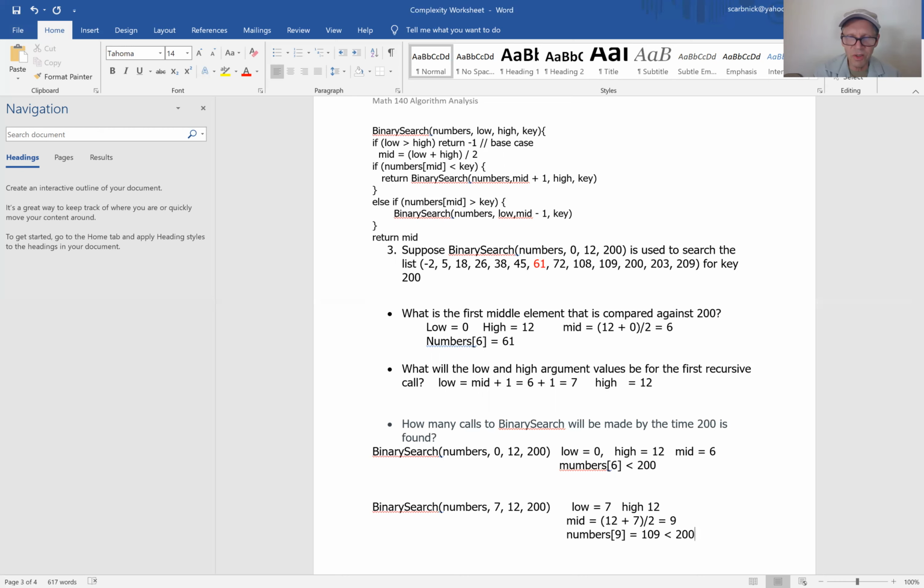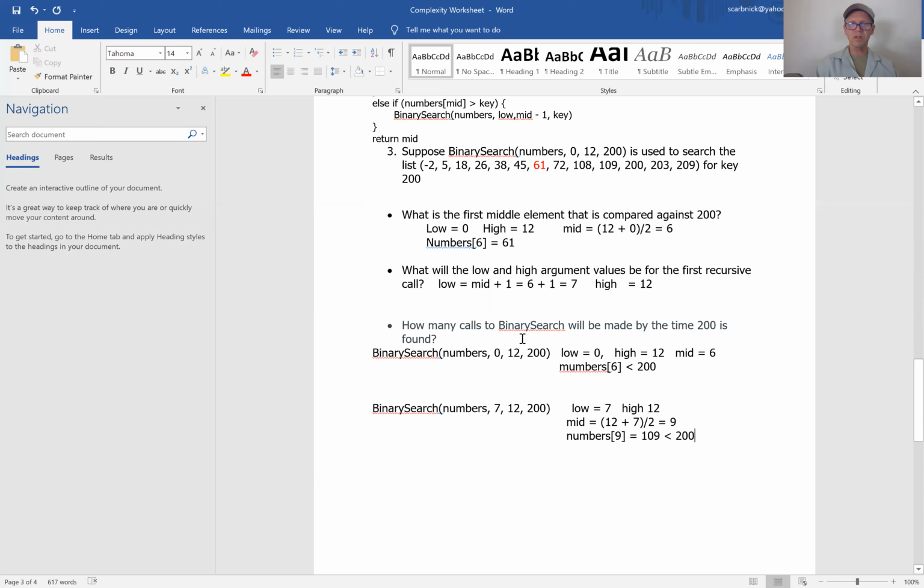There's no reason to look anymore, because the second time we call binary search, we're just considering elements from 7 to 12. But we know that 200 is greater than what's in position 9, so it's got to be greater than what's in position 8 and 7, because it's sorted in ascending order. So let's stop looking at positions 7, 8, and 9. So the next time we call binary search, low changes again, and it's 1 more than mid.